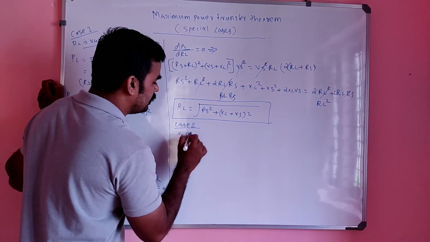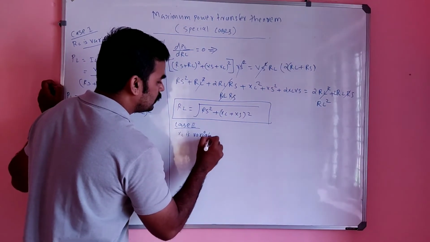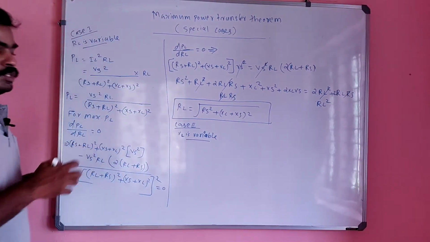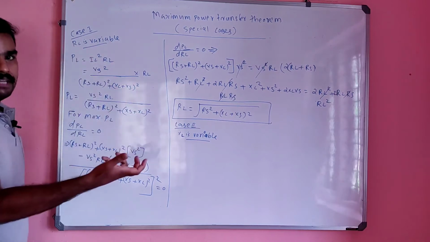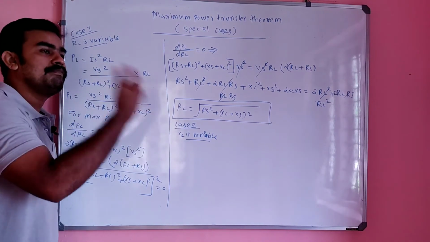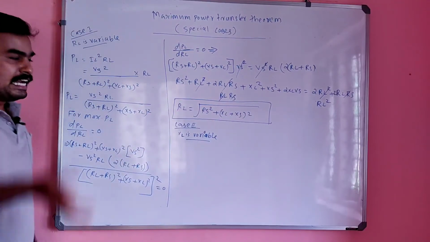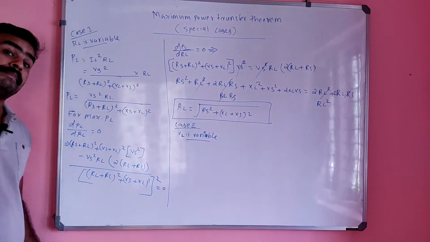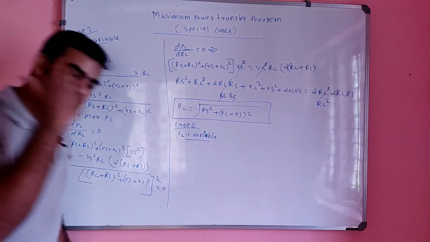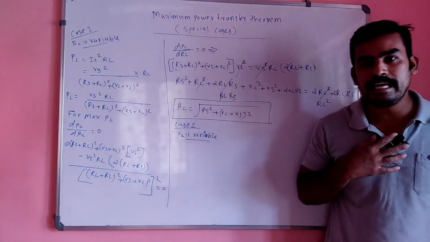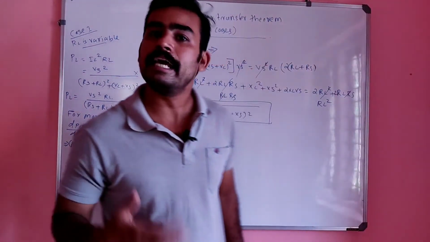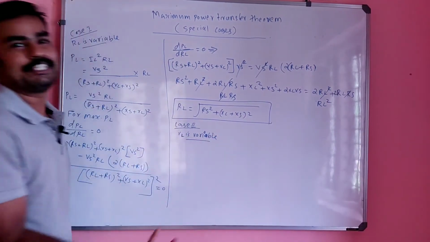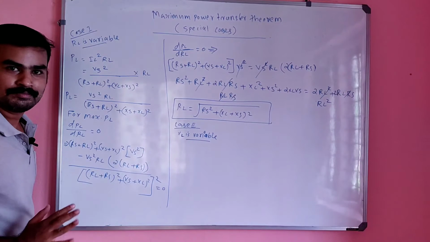When XL is variable. So in the first case we discussed when RL is variable, we are only varying RL, then what will be the condition for maximum power transfer. Next we have to see when we are varying XL, that is the load inductive reactance. There may be circuits where we can vary XL instead of RL. So in that circuit, what will be the condition for maximum power transfer? That's what we are going to do.